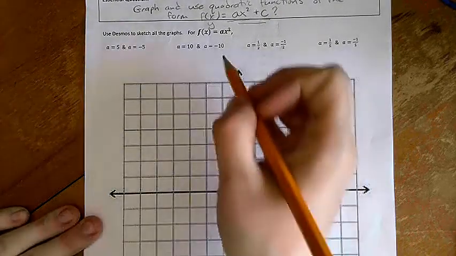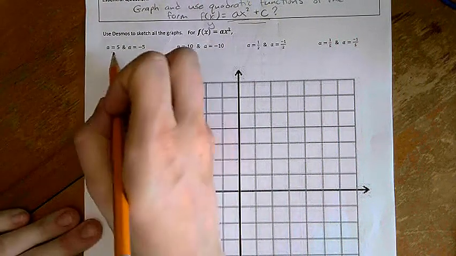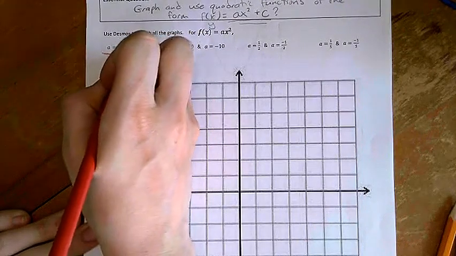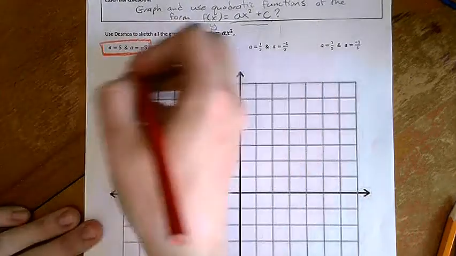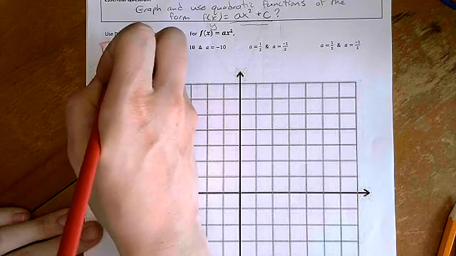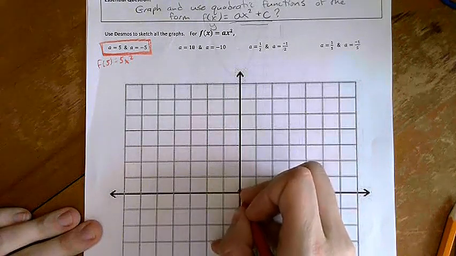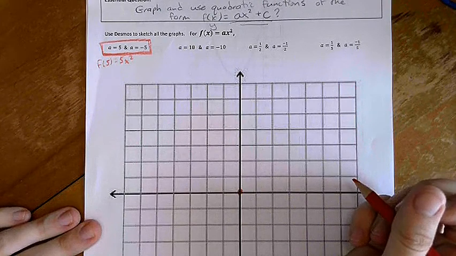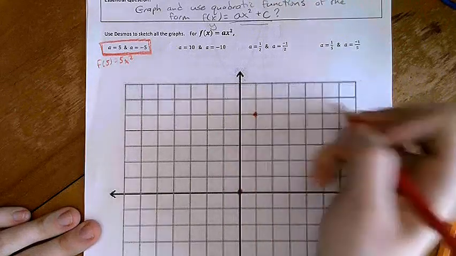So, we're going to start with our f of x equals ax squared. We want to do graphs for when a is 5 and negative 5. So I'm going to use my red and do those ones. So when I plug in 5 for a, that means that I have an f of x equals 5x squared. And taking a look at Desmos, that shows me that I have my vertex at the origin at 0, 0. And then my next point, when I move my cursor onto it, is at 1 and 5. So this is my next point.